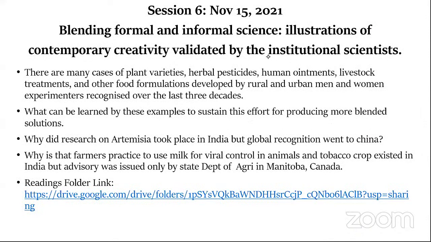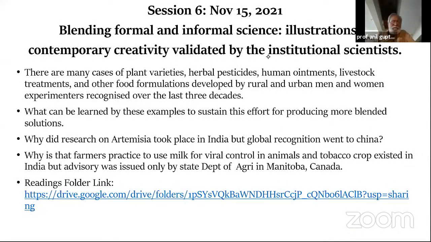So six is, we look at examples where modern and local knowledge have been used. We will do a case study of milk for viral control. And I'll share with you some examples of how high quality science is now acknowledging the use of milk for viral control in animals and crops, and how the Department of Agriculture in Manitoba, Canada, and Ontario has given a recommendation that milk is as good as anything else for washing the tools in the garden, particularly to avoid viral disease in roses and some other crops.